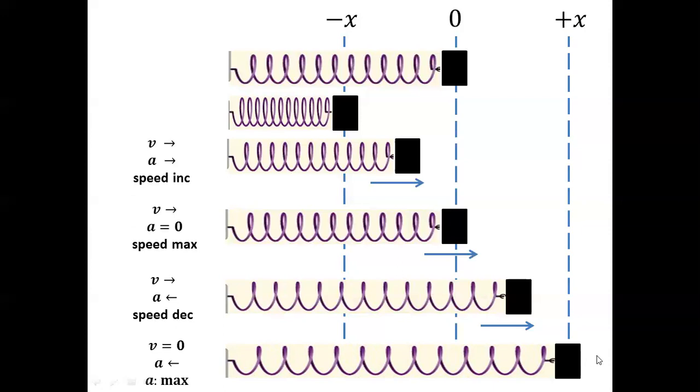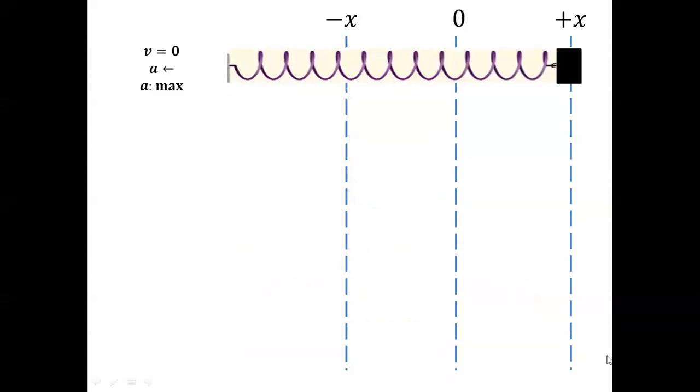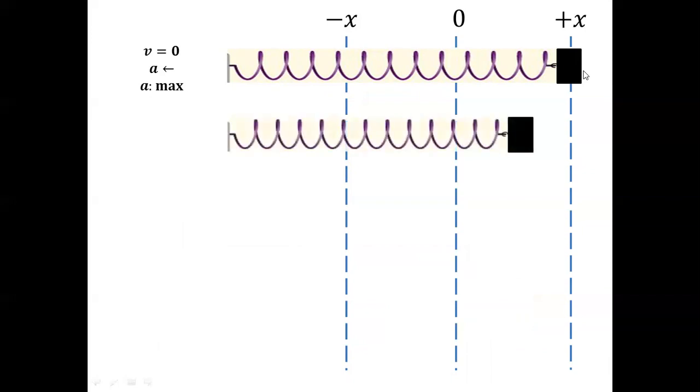Now, let's copy this last position of the object to this next slide. Okay. And then, of course, after reaching its maximum positive displacement, the object will now reverse in terms of the direction of its velocity and will now go to the left. So its velocity is directed to the left.